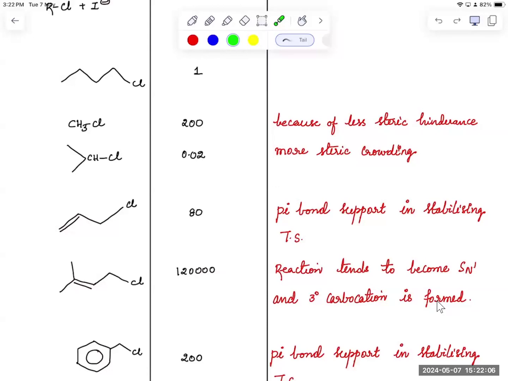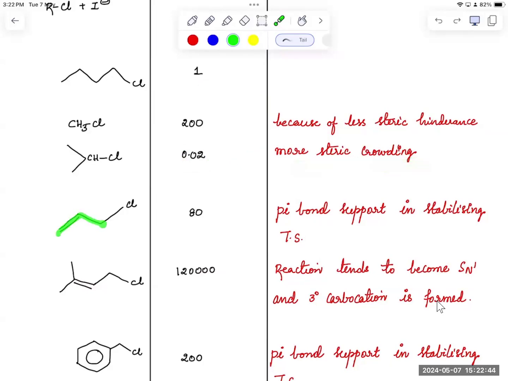Between 1 and 2, butyl chloride and methyl chloride, if you compare, what have you learned? Methyl chloride is 200 times faster compared to butyl chloride. Why? The reason is less hindrance. Now, if you come across this one, this carbon has two methyl groups directly connected to it. That will increase the bulkiness. So that is why it is only 0.02 times that of this one. Why? It has more steric crowding.